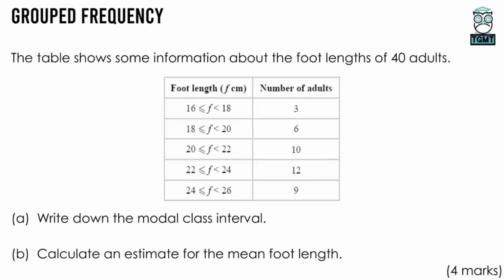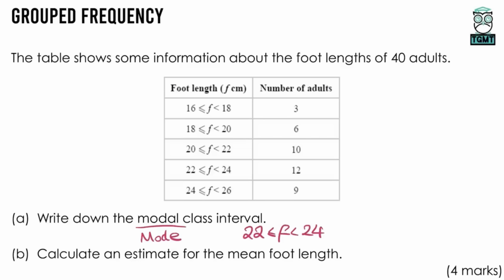Now with grouped frequency, we could be asked multiple different things to work out. This particular one is asking us for the modal class interval. Now modal is just another word for the mode, which is the most common. So we want to have a look at the number of adults in this question, and it's about their foot length, and see where the most are. Now the most are in this category here, so we would just write down the category 22 to 24. And there we go, that's our modal class interval.